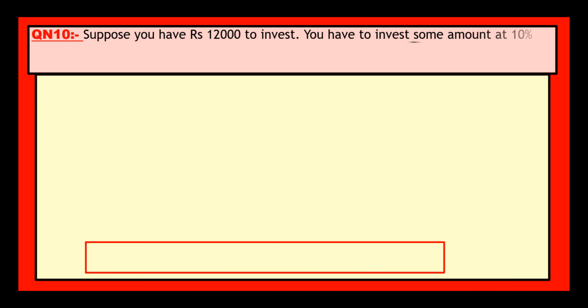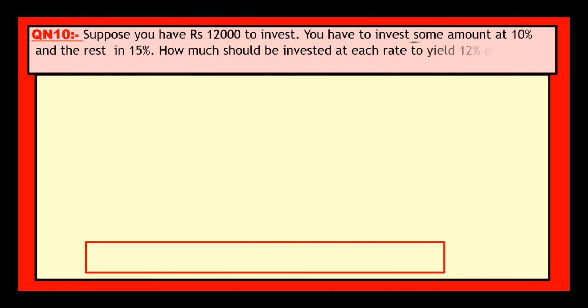Good. Now question number 10. Here is question number 10. Suppose you have 12,000 rupees to invest. You have to invest some amount at 10% and the rest at 15%. How much should be invested at each rate to yield 12% on the total amount? I shall repeat. Suppose you have 12,000 rupees to invest and you have to invest some amount at 10% and the rest in 15%. How much should be invested at each rate to yield 12% on the total amount invested?